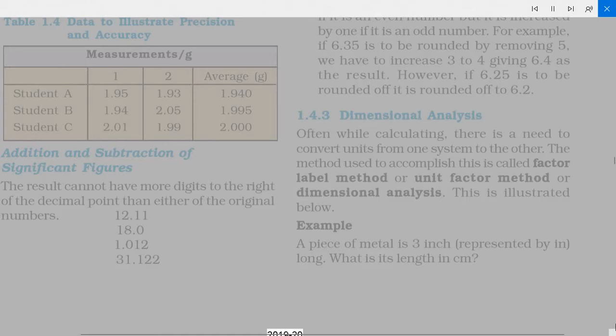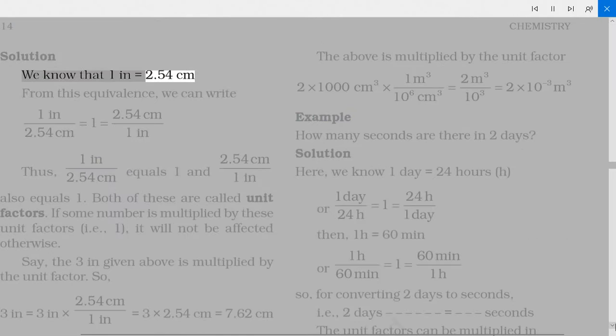Chemistry solution. We know that 1 in is equal to 2.54 centimeters. From this equivalence, we can write 1 in / 2.54 cm equals 1, and 2.54 cm / 1 in also equals 1. Both of these are called unit factors.